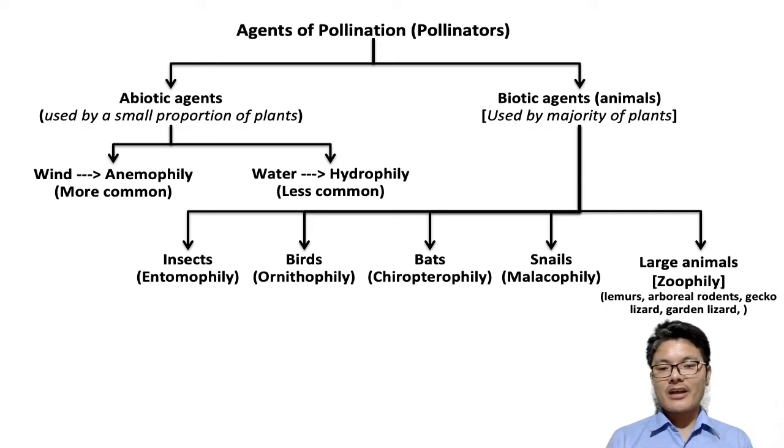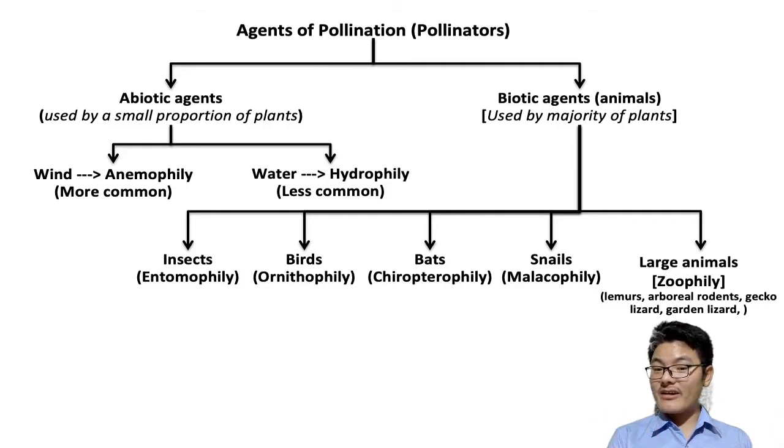So animals which are helping in pollination can be insects, birds, bats, snails, or many other large animals. So you need not learn all the technical terms. So agents of pollination can be biotic, abiotic. In case of abiotic agents or non-living agents, we have wind and water.